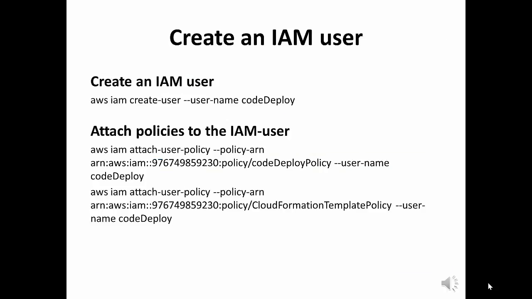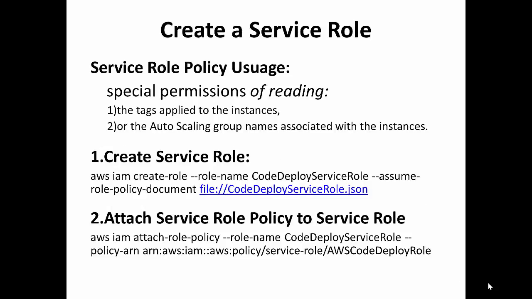Now you can create an IAM user. After you create the IAM user, you attach the 2 policies you just created to the IAM user. Now you also need to create a service role. A service role is used for the EC2 instance to attach the tag, to recognize the tags and all the auto scaling group names. So you go first.